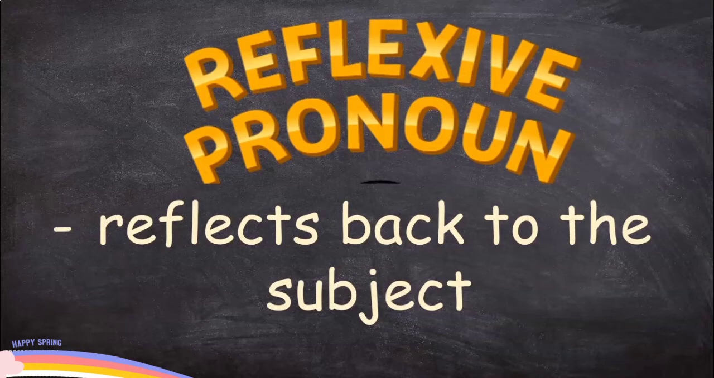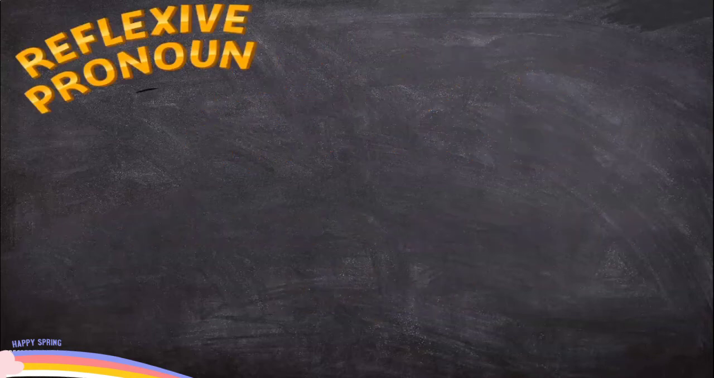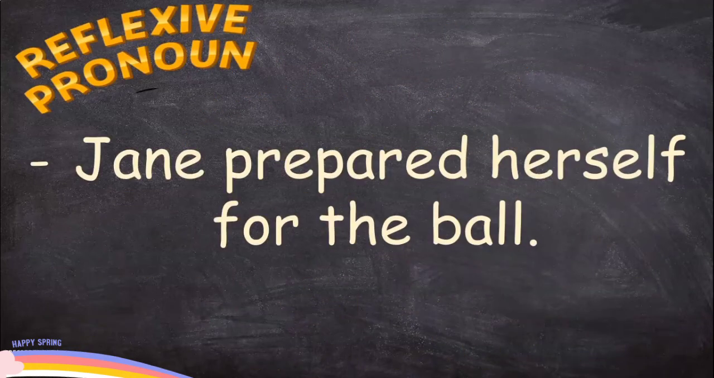Let's take a look at one example we have here. Jane prepared herself for the ball. Where is your reflexive pronoun? This is herself.